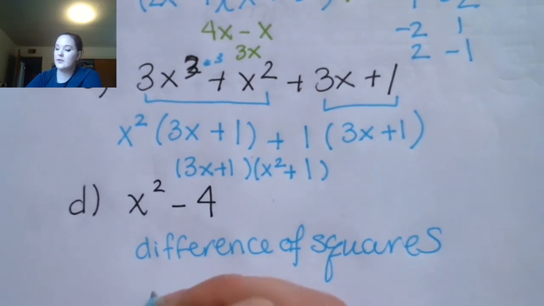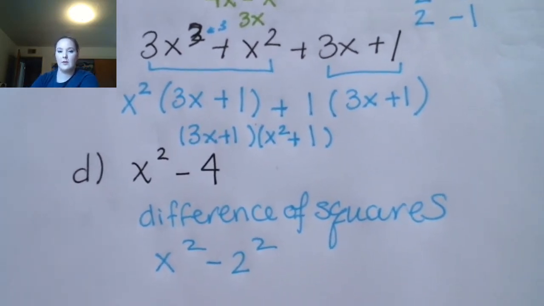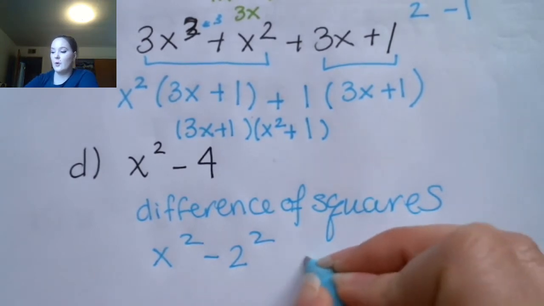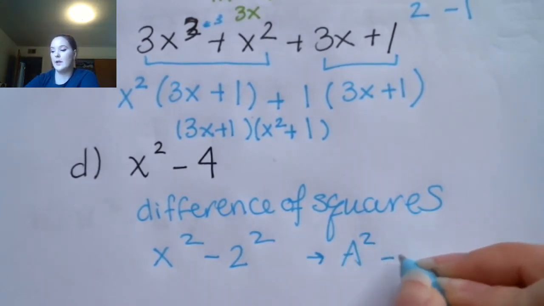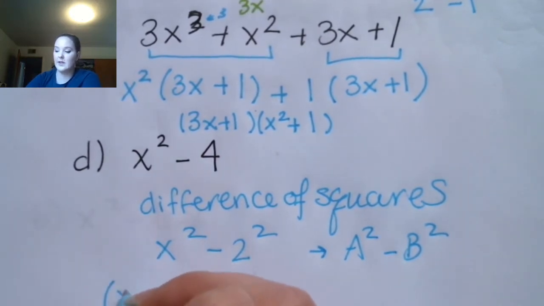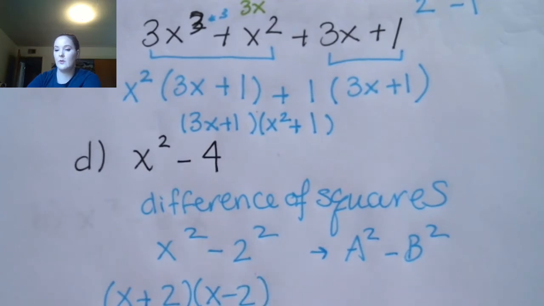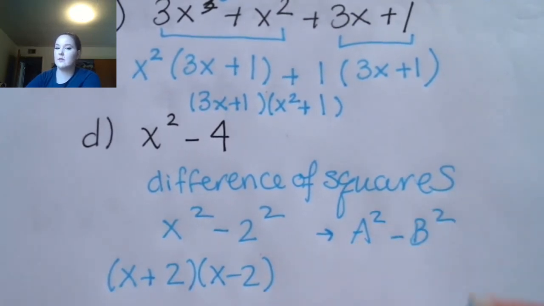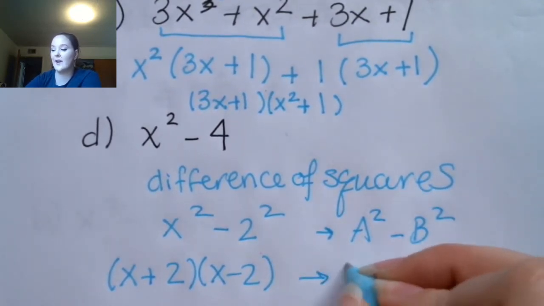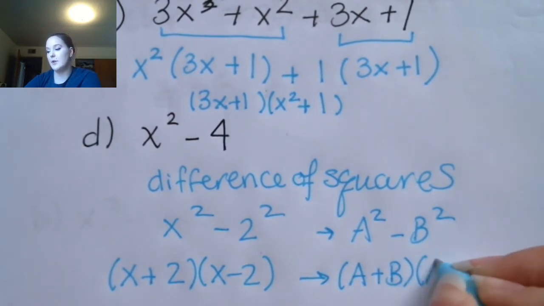You can see this is x squared minus 2 squared, so this has the form a squared minus b squared. We know that this is going to factor as (x + 2)(x - 2). In general, these special difference of squares always factor as (a + b)(a - b).